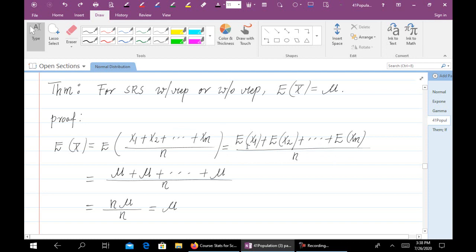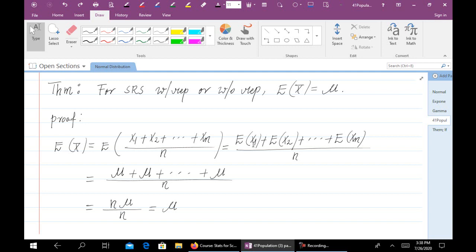Now, the expected value of x1 has to be the population mean mu, and the same thing for all these expectations in the numerator. And the reason is, if you go back to the example of the height, x1 is what? You pick a male in Sri Lanka randomly, and then you observe his height. So the distribution of x1 is exactly the same as the population distribution.